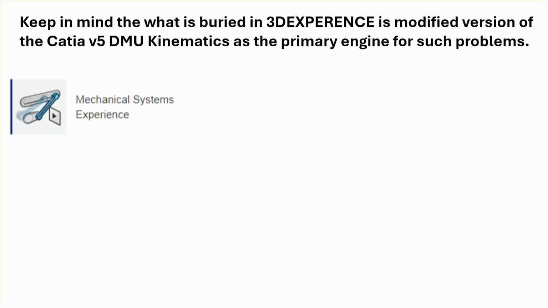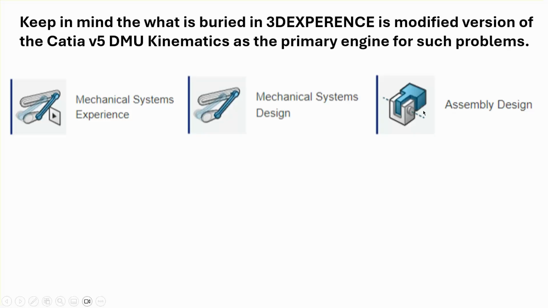In the 3D Experience, if you're going to do kinematics, you first have to start with an assembly. Once you create the assembly, you can create the joints by going to the mechanical systems design. And if you want to perform simulation, in other words, apply some laws of physics, you have to do that in the mechanical systems experience.